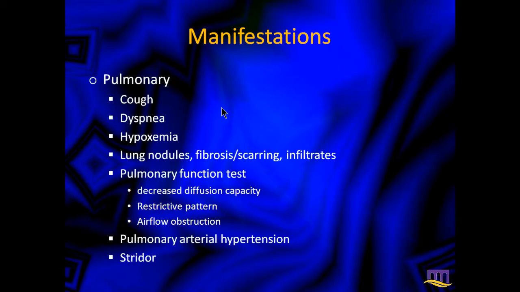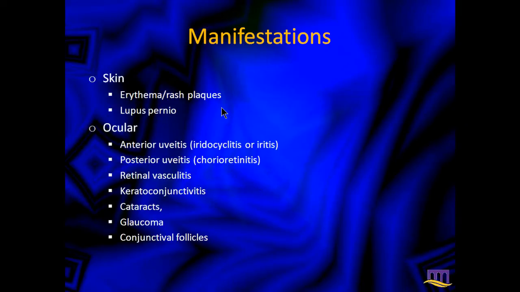In terms of skin, you can see plaques, you can see rash, you can see lupus pernio, usually in the face, more of a reddish plaque. In terms of the eye, there's a lot of involvement or manifestation that this can have: uveitis, anterior or posterior, keratoconjunctivitis, glaucoma, and conjunctival follicles. So it's important for your patient to be seen by ophthalmology.